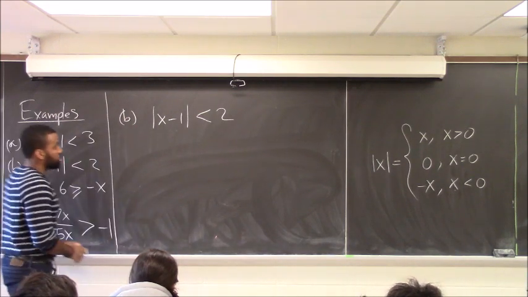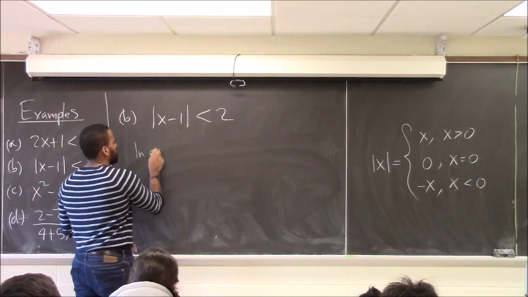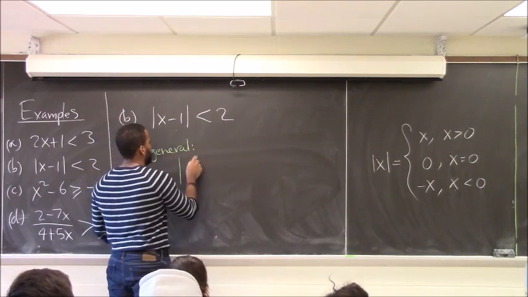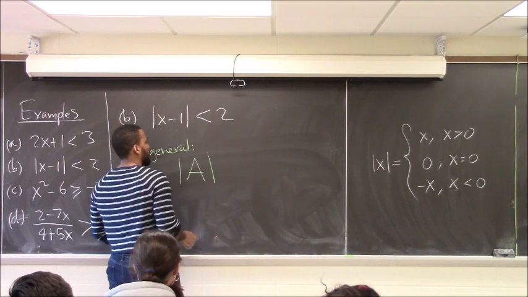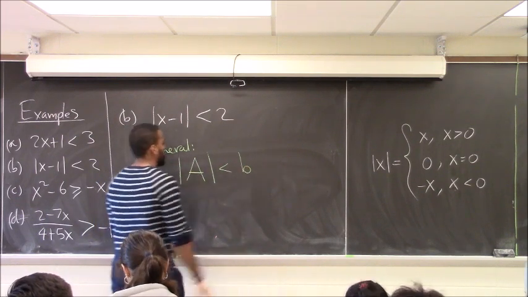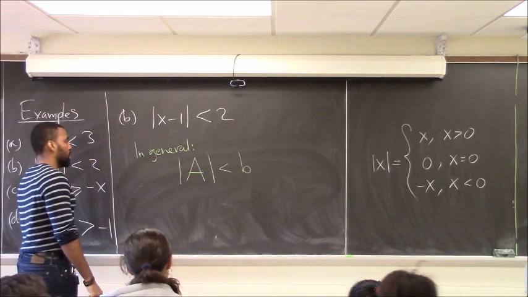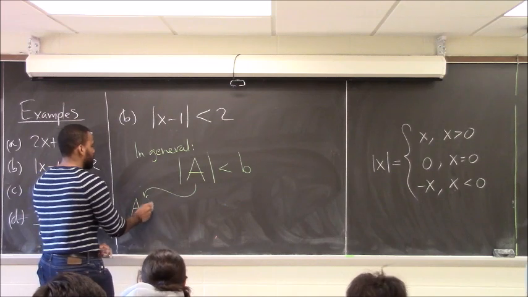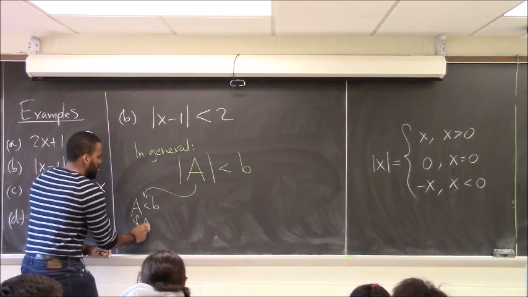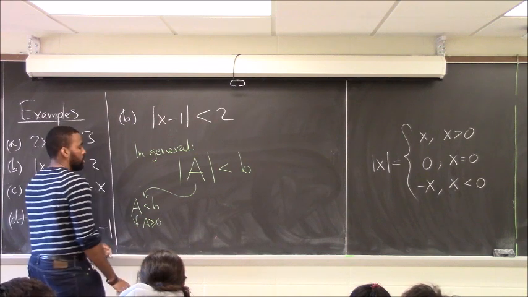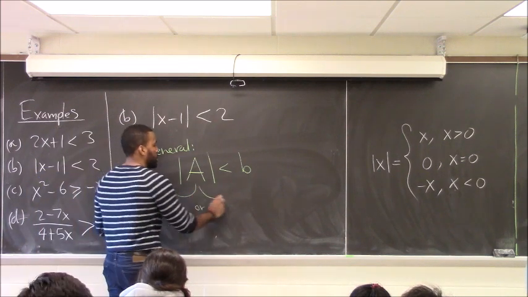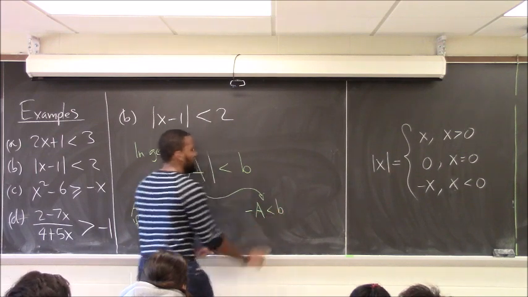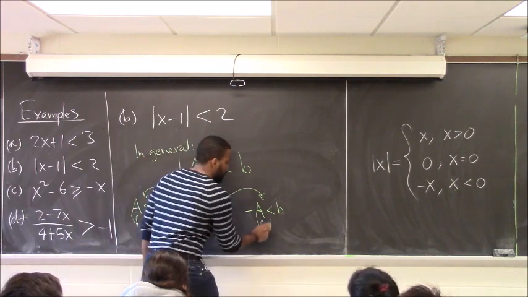So what this means in general, suppose you have some expression whose absolute value is less than some number. What does that actually mean? Well, there are two cases. This will give you A is less than B if your A is positive. Or the definition says it will give you negative A less than B if A is negative.